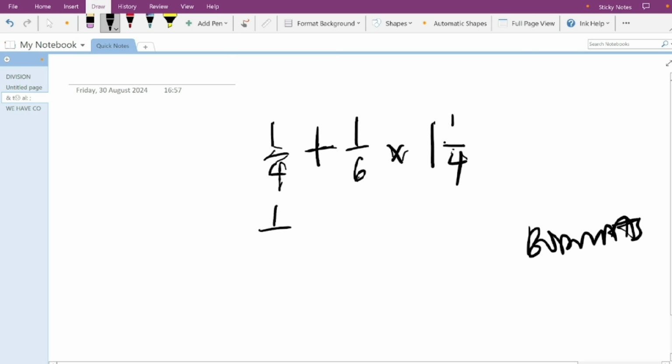So we have it as 1 over 4 plus 1 over 6 times, we say 4 times 1, 4 plus 1, 5. So we have it as 5 over 4.